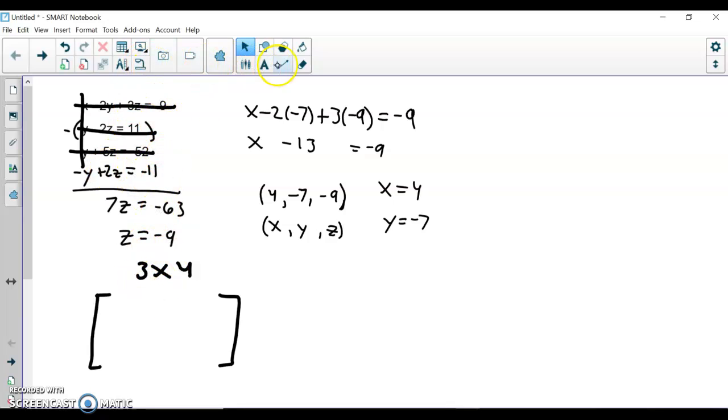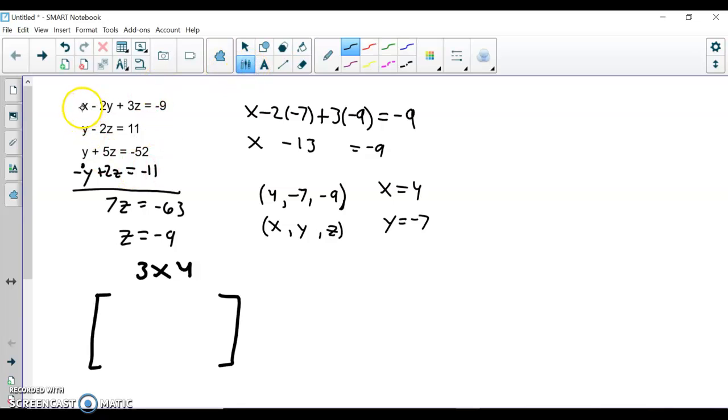So there's 4 columns. Now when you go and set this up as a matrix, you need to account for every cell in that matrix. So for here, this term has a coefficient of 1. We're going to plug in all the coefficients. This has a coefficient of -2. This coefficient is a 3, and then we've got a -9.